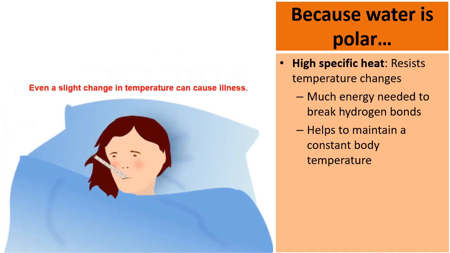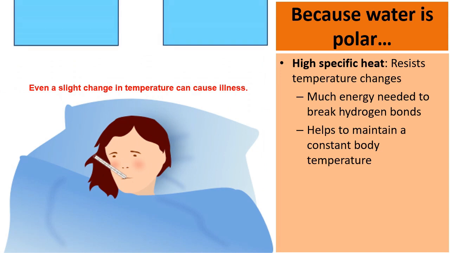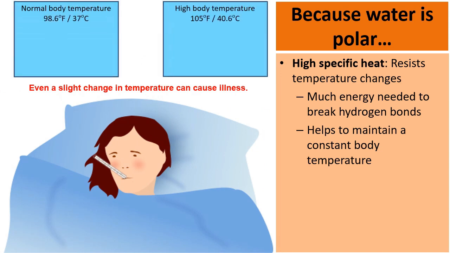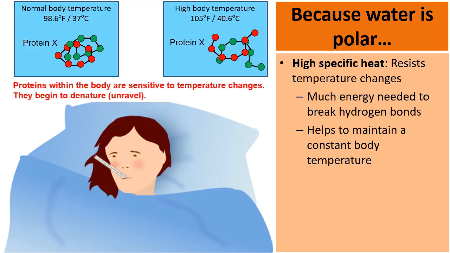We've all had moments where we've had a fever and we felt miserable and we've been ill and sick and we don't feel very well. Well, what's going on there? Well, at our normal body temperature of 98.6 degrees Fahrenheit, we have proteins in our body. And here's a protein X. But in an elevated temperature, the protein begins to denature and unravel.